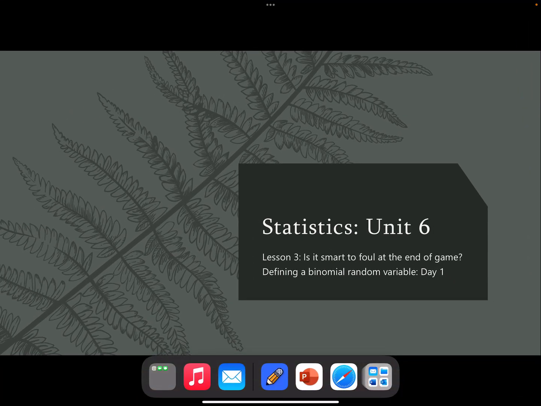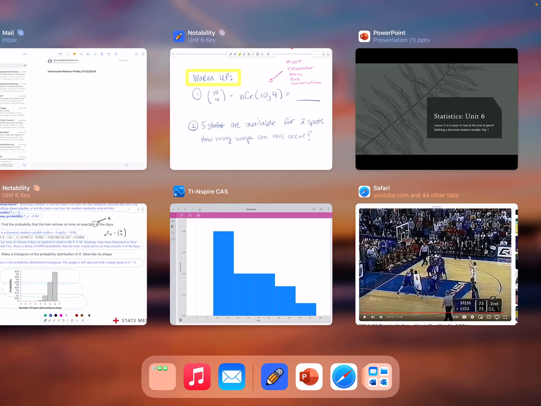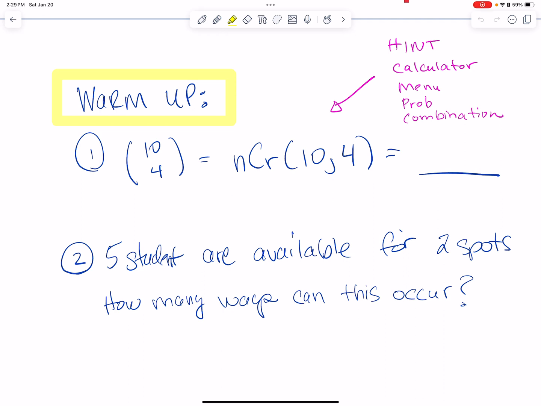Okay, the first thing I did before actually starting the lesson is I had everybody do a warm-up. I was trying to remind them how to do what is called 10 choose 4, and reminding them that 10 choose 4 can be written in two different ways. Oops, I switched it, sorry. So this is all the same thing.